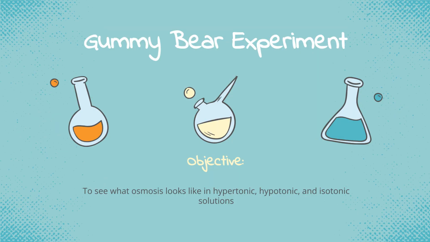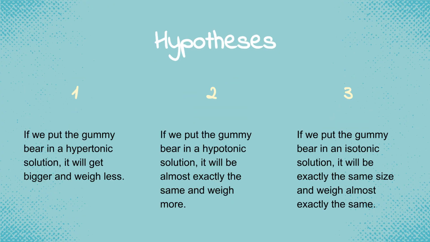Gummy bear experiment. We did an experiment with gummy bears to see what osmosis looks like in hypertonic, hypotonic, and isotonic solutions. Hypotheses. 1. If we put a gummy bear in a hypertonic solution, it'll get bigger and weigh less. 2. If we put a gummy bear in a hypotonic solution, it'll be almost exactly the same and weigh more. 3. If we put a gummy bear in an isotonic solution, it will be exactly the same size and weigh almost exactly the same.